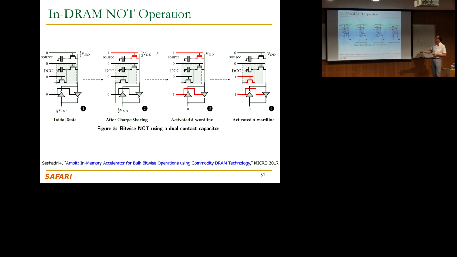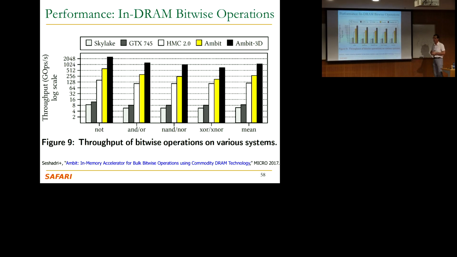And this basically shows what happens. Like, how do you copy, basically? You first activate this row, which brings the data into the sense amplifier. And then you feed the data from the sense amplifier back into this dual contact cell. As a result, the dual contact cell has the complement of the row that you read. And the dual contact cell can be copied anywhere now. That's the idea. OK, so more details and all of the circuit level analysis are in the paper.